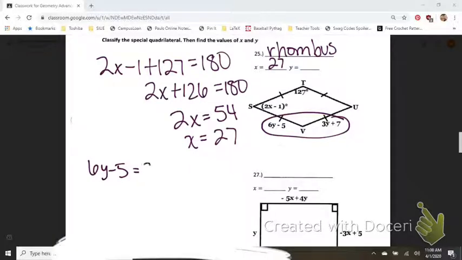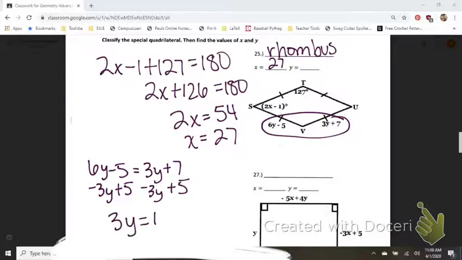6y minus 5 equals 3y plus 7. Okay, get all your y's together, get all your constants together. That gives us 3y is equal to 12. When we divide, y is equal to 4. You could check yourself by plugging 4 back in here, and you know that those two values should end up being congruent or equal.